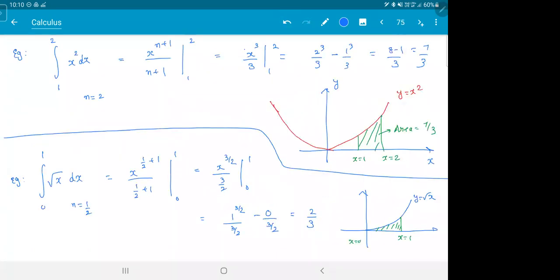Put it up. So this root x is x power half. That will be given. Put it up.